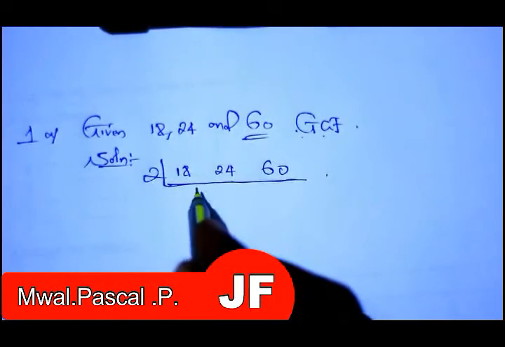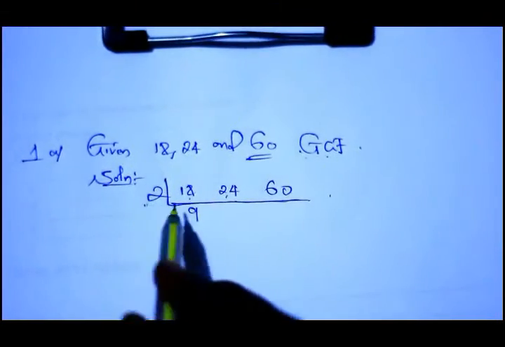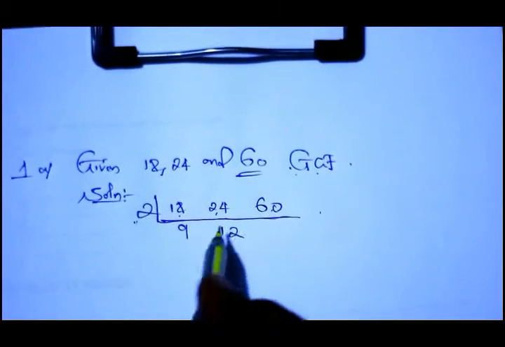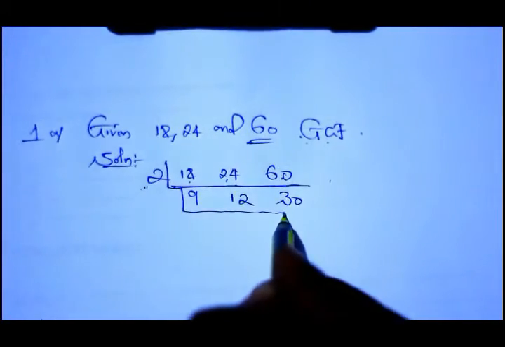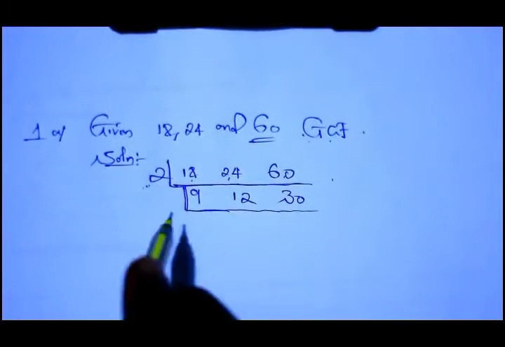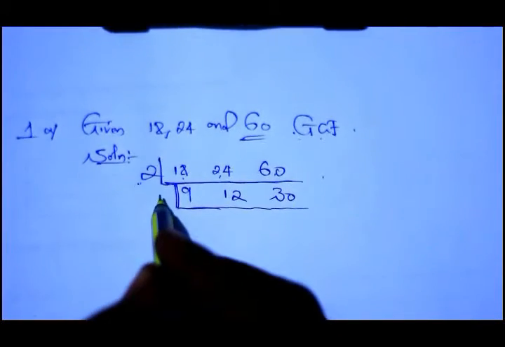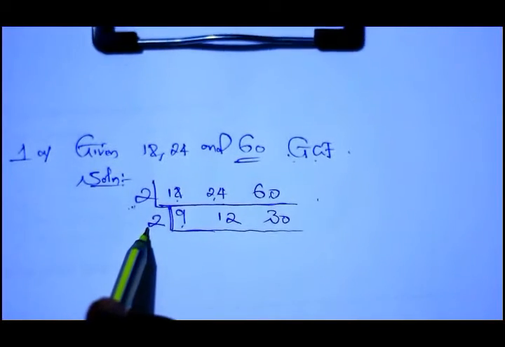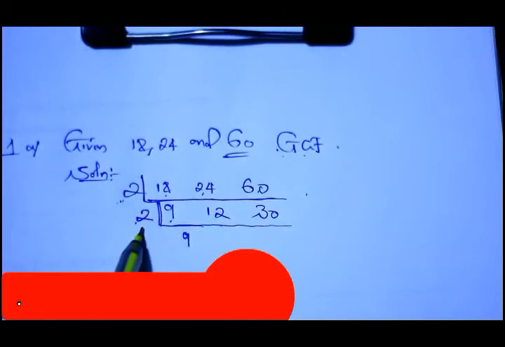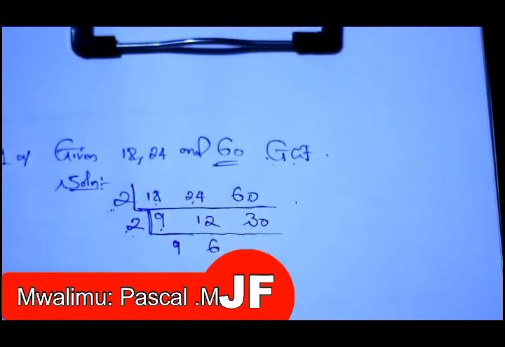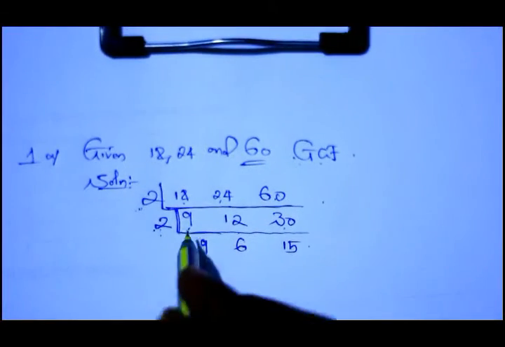We start with 2. Then 18 divided by 2, you're going to get 9, and 24 divided by 2, you're going to get 12, 60 divided by 2, you're going to get 30. Then you ask yourself, what is the smallest number that will divide all three numbers? You're going to see that this is 2. Then 9 divided by 2 has a remainder, so we take 9 as 9. Then 12 divided by 2, you get 6. Then 30 divided by 2, you get 15.